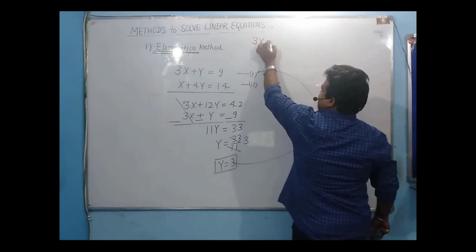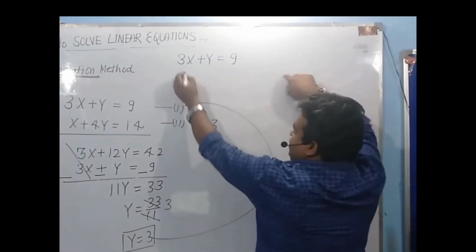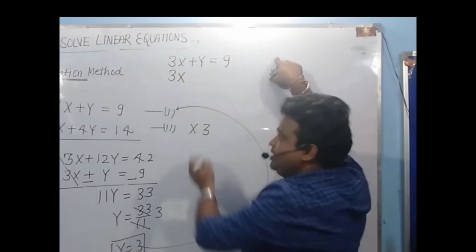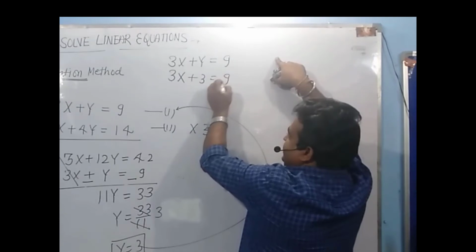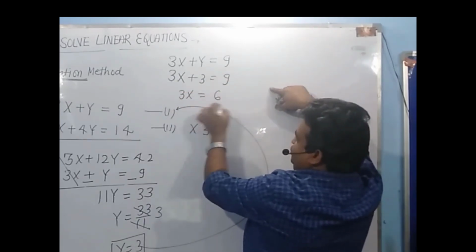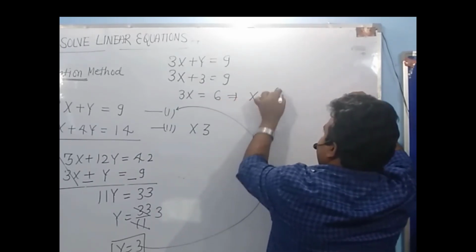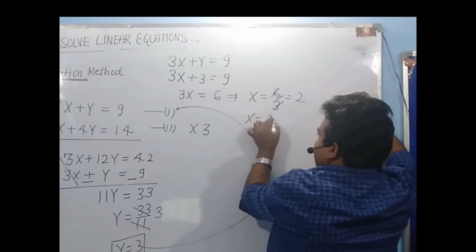So you will get 3x plus y is equal to 9. My y value is what? 3. So I am putting 3x plus 3 is equal to 9. So 3x is equal to 9 minus 3, which is 6. So from here x equals 6 by 3. So it comes 2. So the x value is equal to 2.